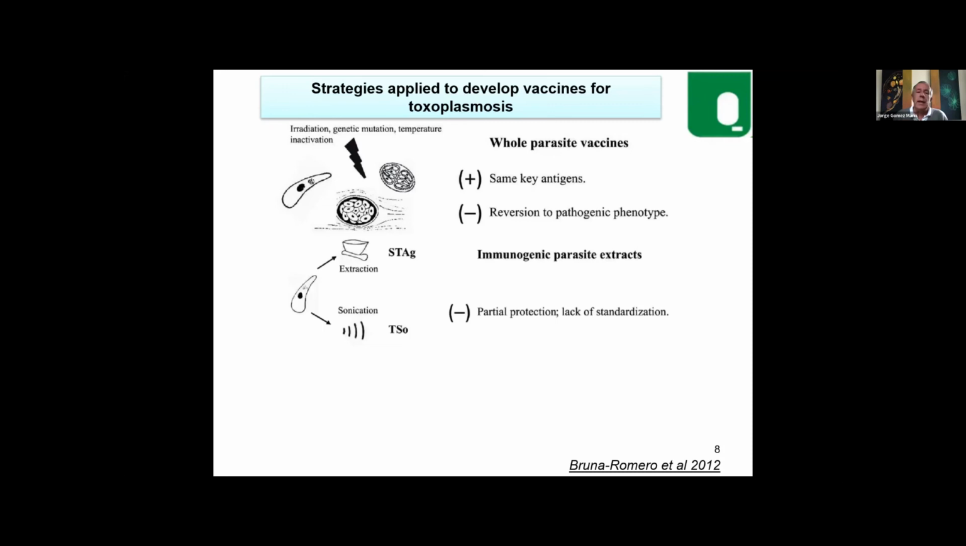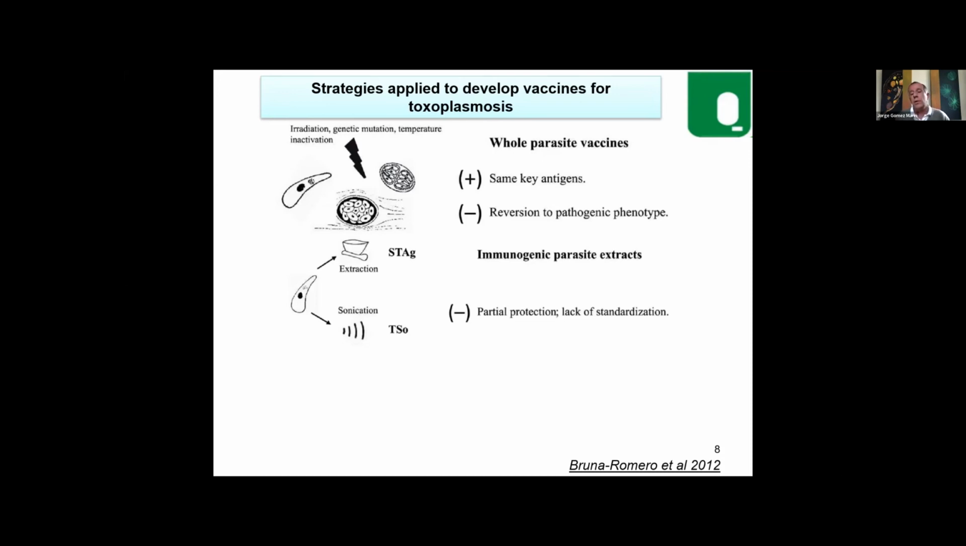But in the case of Toxoplasma, there is also the problem of the culture of parasites. So this is also the problem for total antigen extract preparation, because you need to prepare and have a lot of parasite culture.